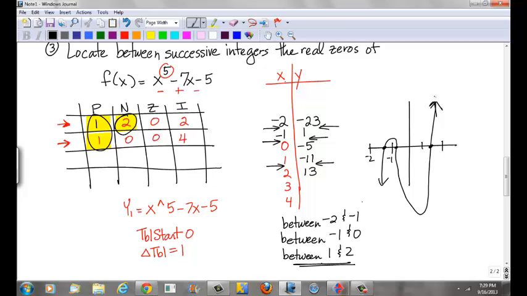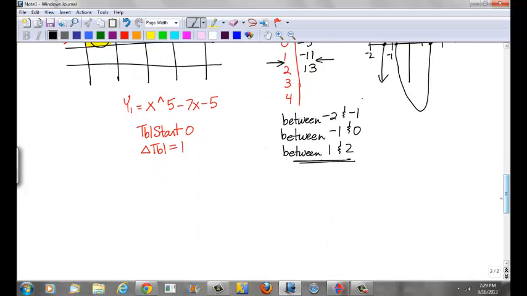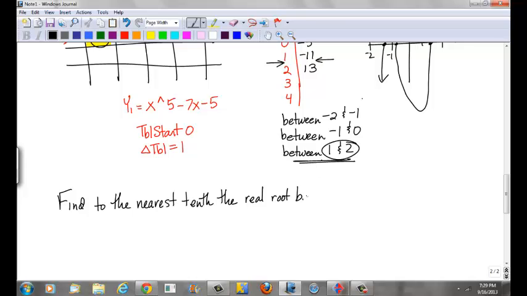Okay, now the author will take this one more step, and he will have you find out where it crosses to the nearest tenth. So change the directions: find to the nearest tenth the real root, and we're going to find the one up here between 1 and 2. Find to the nearest tenth where it crosses between 1 and 2.